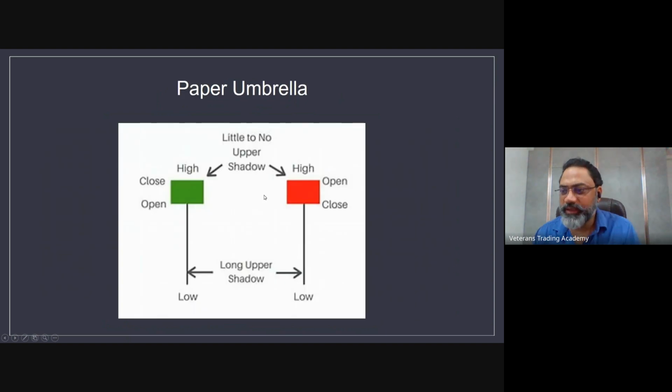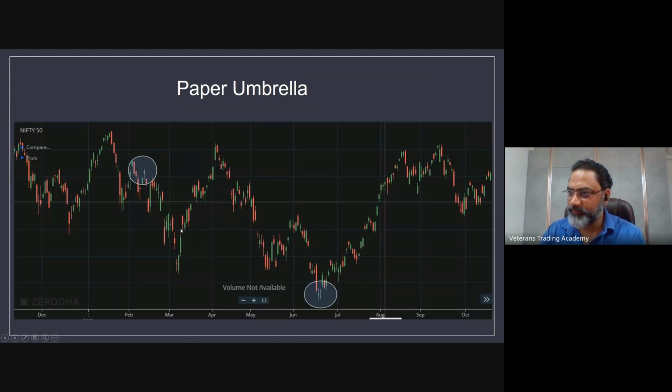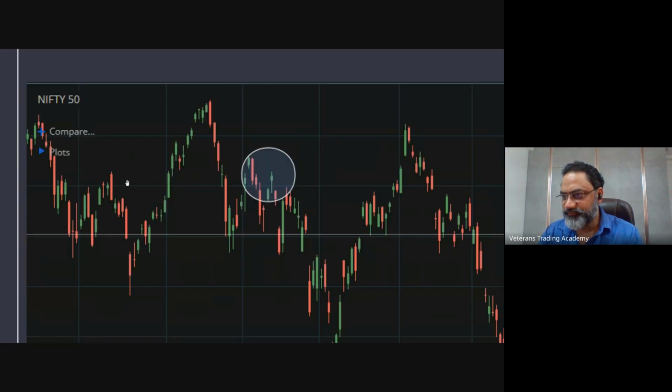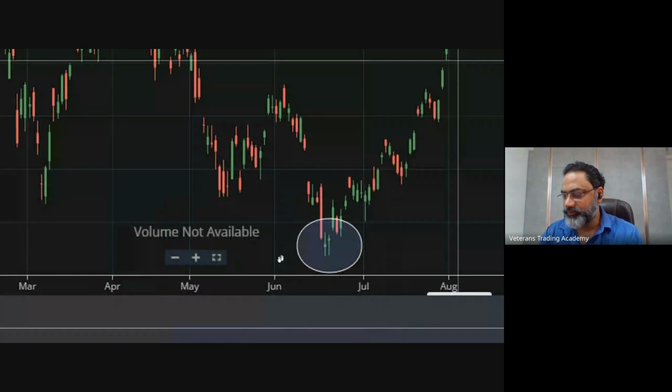And then we covered paper umbrella, and we said that paper umbrella has a long shadow. It looks like a hammer. It can be formed at the bottom or at the top. If it is formed at the bottom, it's known as hammer, and if it's formed at the top, it is known as hanging man. The entry is again either at 3:20 or at the beginning of the next day, and stop loss is the high or low of the candle. That was about paper umbrella. Then we showed some examples of paper umbrella when it has been formed at the top and when it has been formed at the bottom. So this is when it is formed at the top, and this is when it is formed at the bottom. So this is what a paper umbrella looks like.